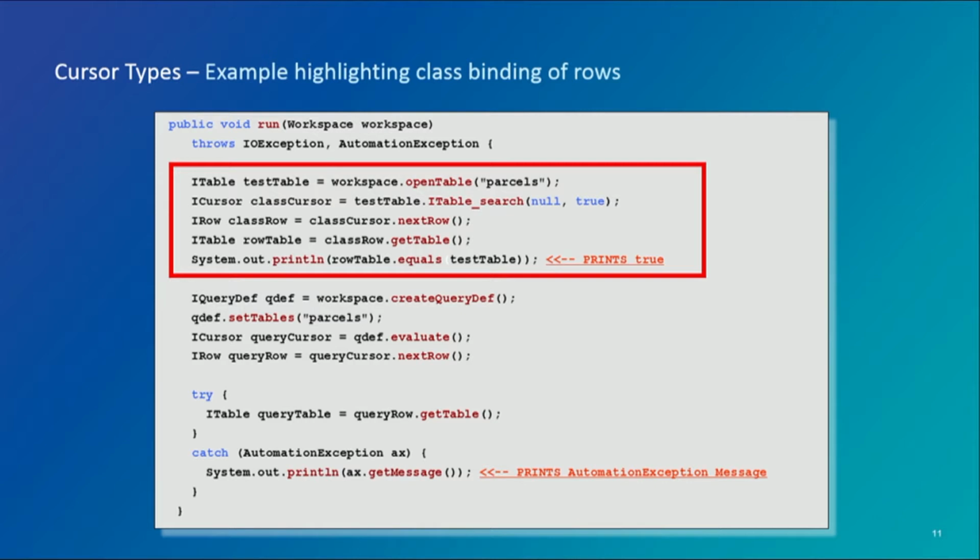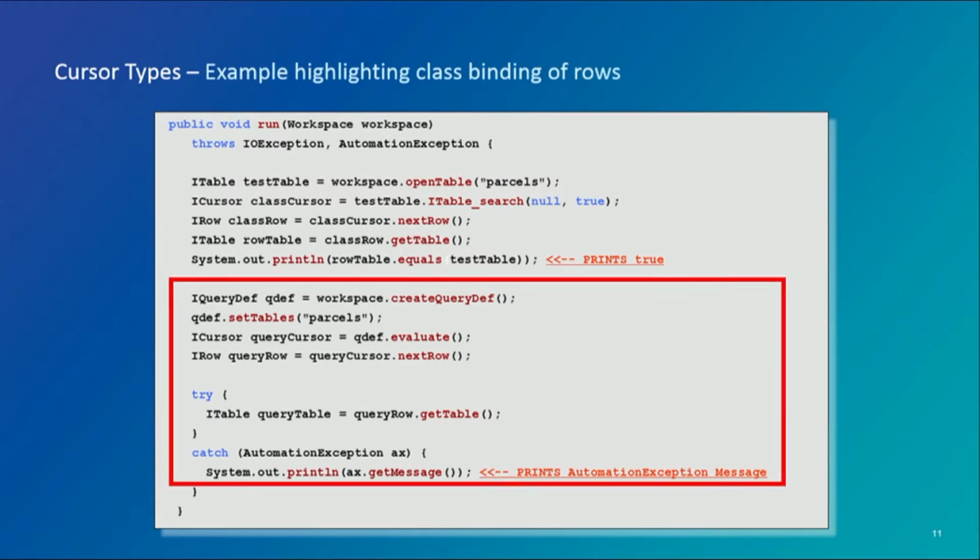Okay, in the second example we walk through, you can see from the workspace I'm creating a QueryDef. I'm setting the tables that are going to participate. In this case, it's a single table, but oftentimes this is a join or multiple tables. And now you're starting to see why it's not a class-based cursor. So I call evaluate on my QueryDef. That gets me back the cursor, and then I ask for the next row. And in some very careful exception management, I try to ask for the table from that, and I get an exception. That's because this cursor does not have a reference back to the table.